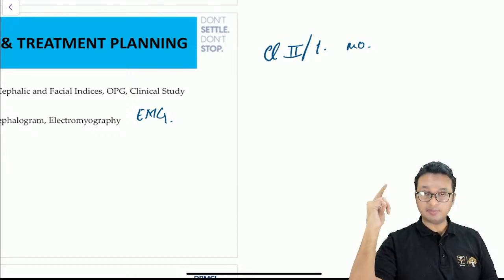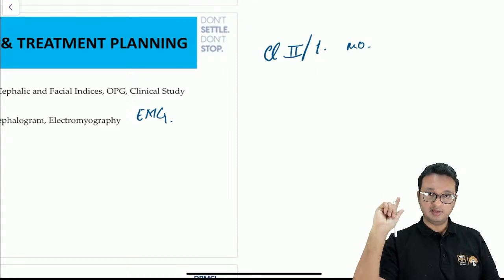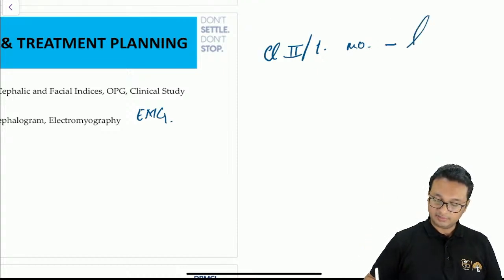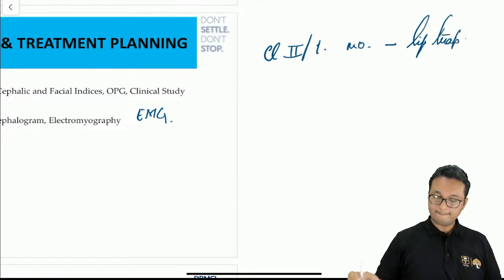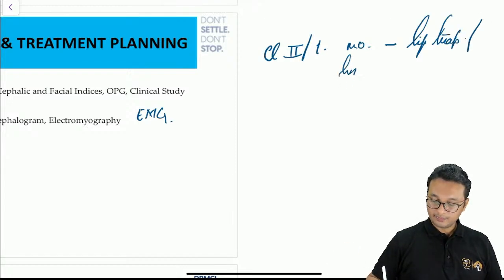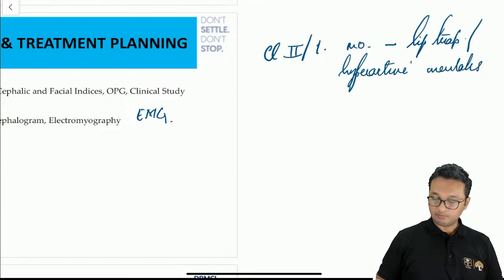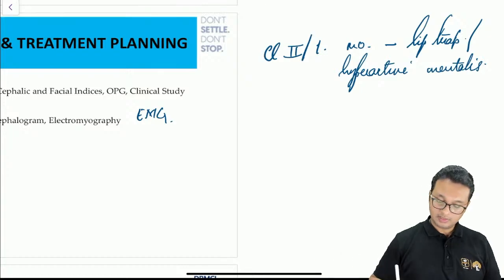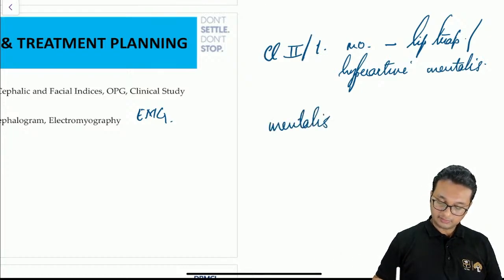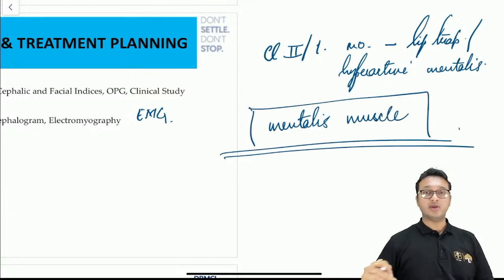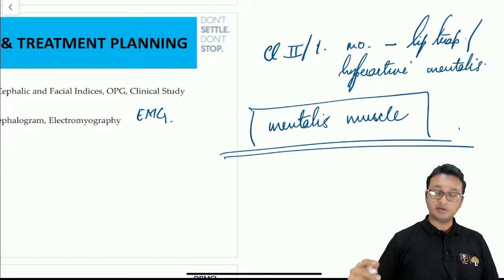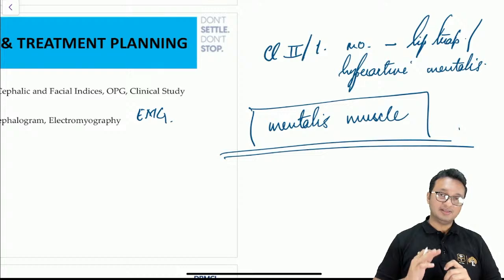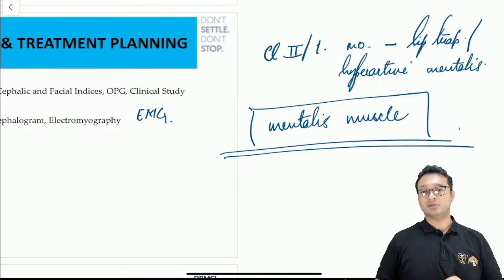Now for this you have to remember the clinical features associated with class 2 division 1. So one particular feature was lip trap, or hyperactive mentalis muscle, no? So high electromyographic activity will be observed in the mentalis muscle. So that was the answer. That's how the exam setters are going to twist the question in order to test your clinical knowledge and your application based skills. That is what I'm talking about.